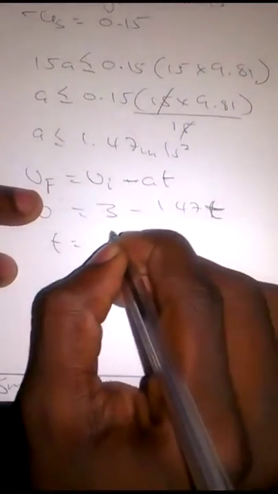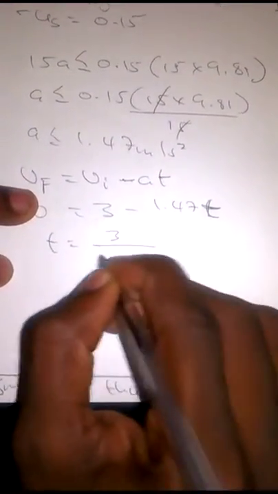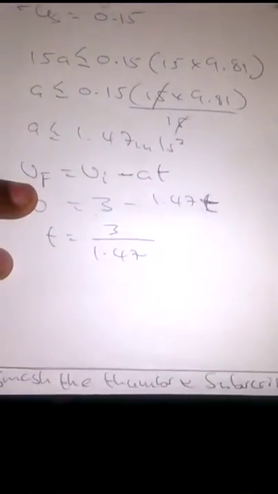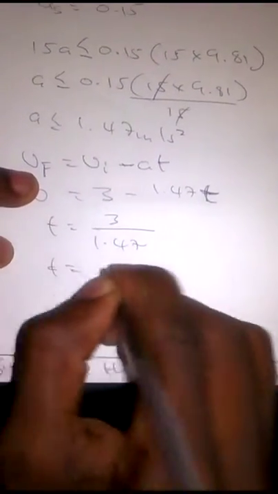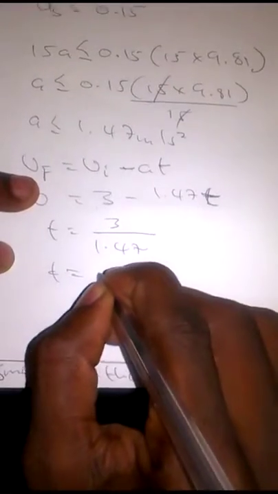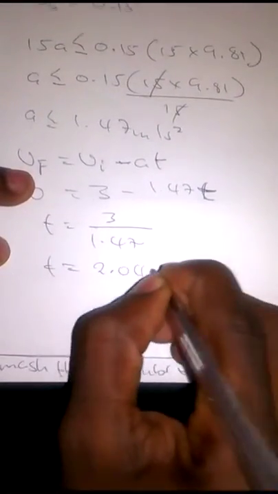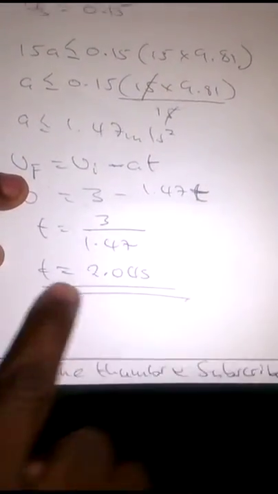We have 3 divided by 1.47, which will give us the shortest time being 2.04 seconds. So this is the shortest time it will take the conveyor belt to stop without the box being shifted. That's how you solve this kind of problem.